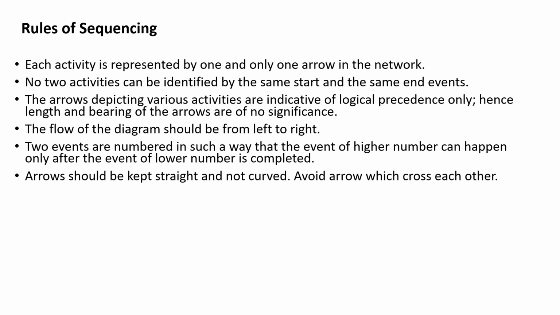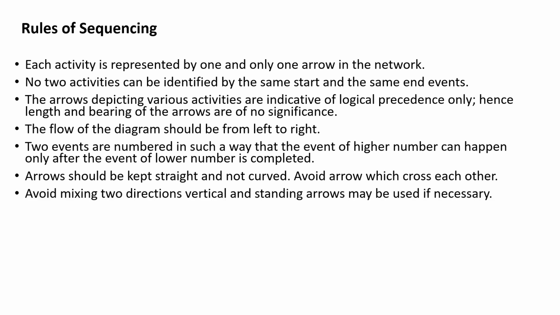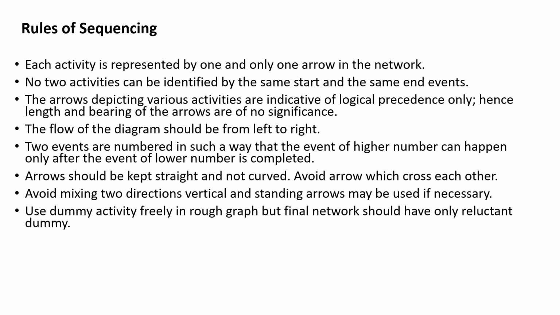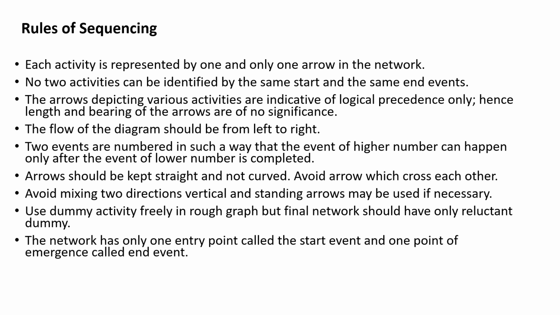The arrows should be kept straight and not curved. Avoid mixing two directions, vertical and standing arrows may be used if necessary. Use dummy activity freely in rough graph, but final network should have only rare dummy. The network has only one entry point called the start event and one point of emergence called as end event. Angle between the arrows should be as large as possible.